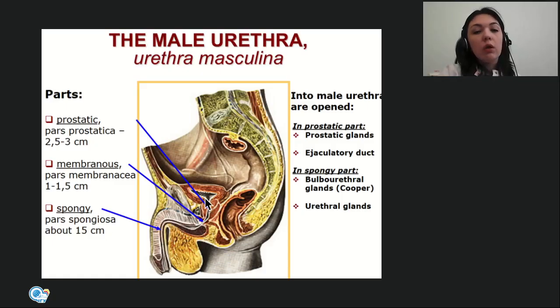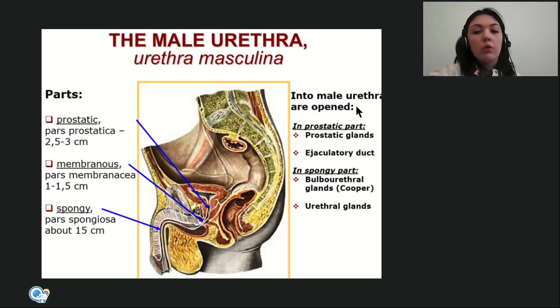So it is not only longer and narrower, it is also not straight. There are two curves in the male urethra, so it is S-shaped. One of them is fixed, that passes through the perineum, and this curve faces backward. The other one is a mobile curve, between the bulb of the penis and the body of the penis. Here we can correct it, for example, when we need to insert a catheter inside the urethra.